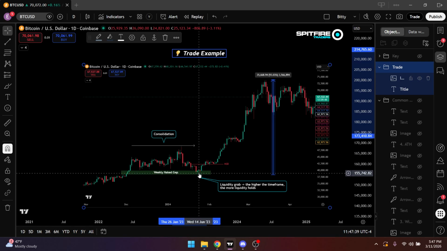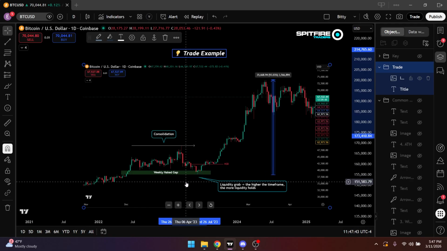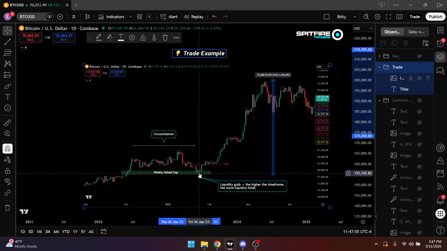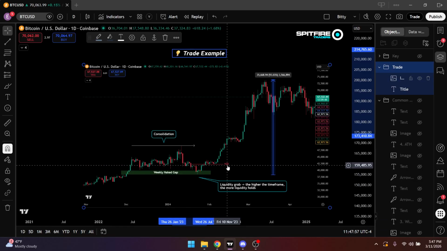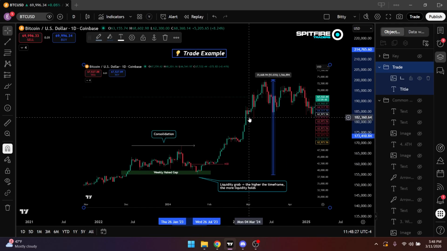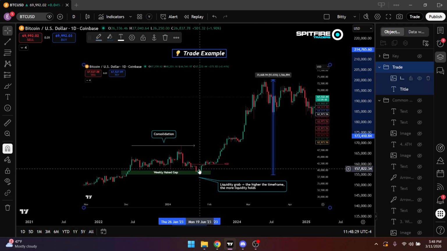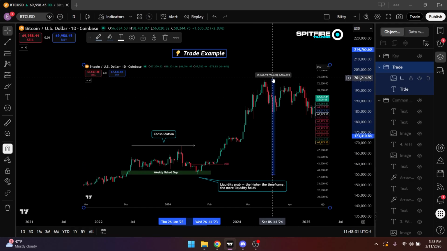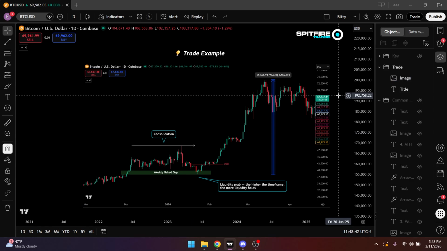But that sweep of liquidity happens inside a weekly naked gap, which means it has more weight and can offer a stronger reaction. Right after the sweep, the price prints a market structure break. So the sequence often looks like this: liquidity sweep, market structure break, and continuation. And as you can see, from this weekly naked gap, price moved up 93%. This is how you don't FOMO into trades. Instead of chasing price, we wait for the liquidity grab and let the market show us intent.